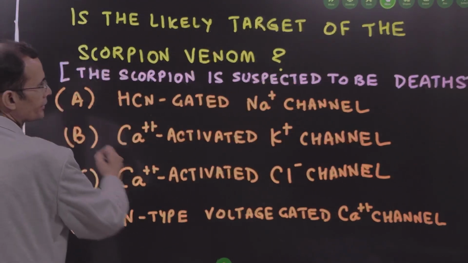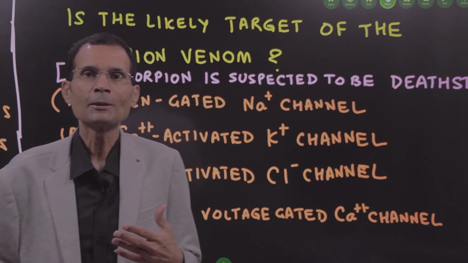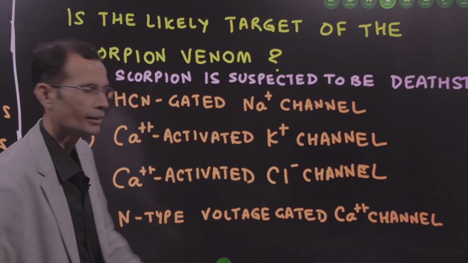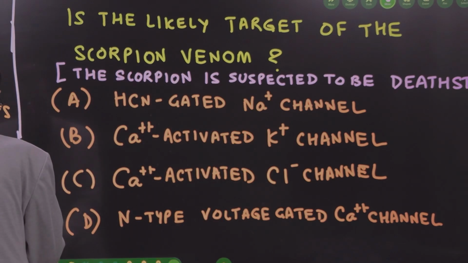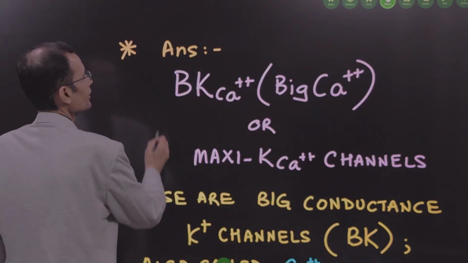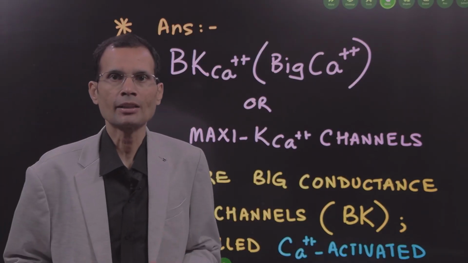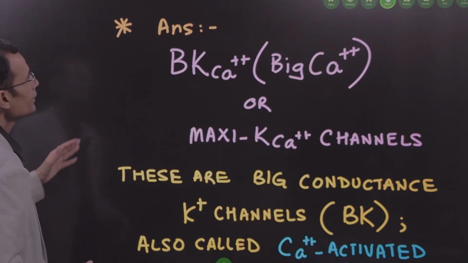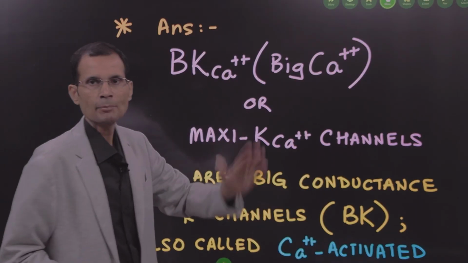You got to guess, you got to answer whether it's a sodium channel, potassium channel, chloride channel, or calcium channel. Let's discuss it. Yes, the answer is it's the potassium channel. And what type of potassium channel? It is the BK type of channel.